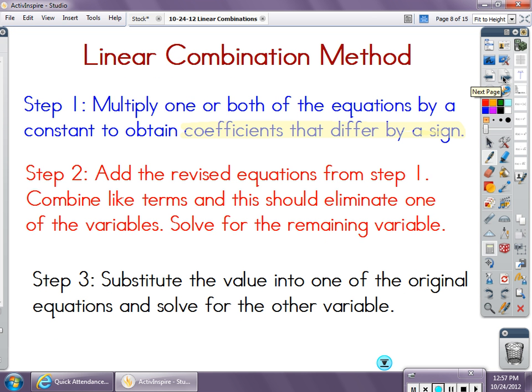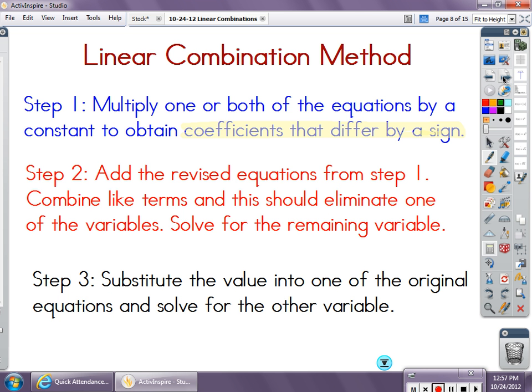I don't tend to teach it with the steps because I think seeing it is better, but if you are a person that likes to see the steps, here's some steps for you. Multiply one or both of the equations by a constant to obtain coefficients that differ by a sign, right? So we need one positive 4, one negative 4 in order for them to cancel out. Or more specifically, positive and negative for x, or positive and negative for y.